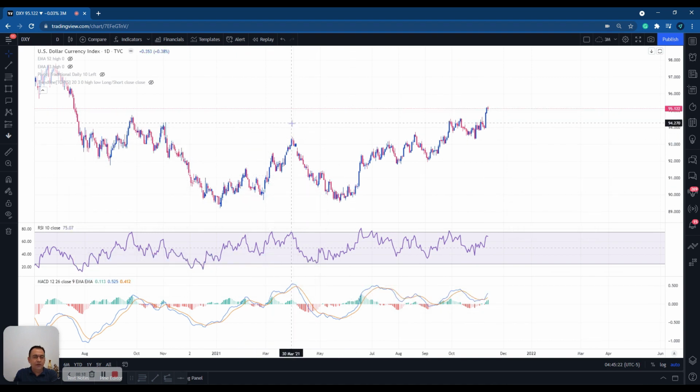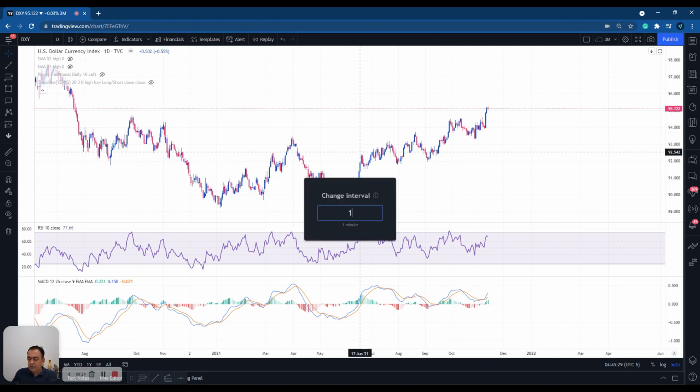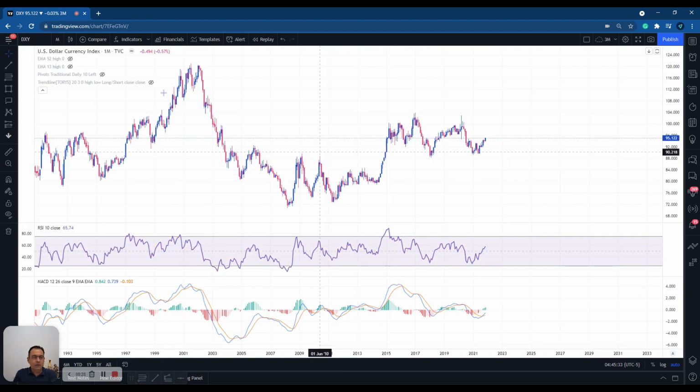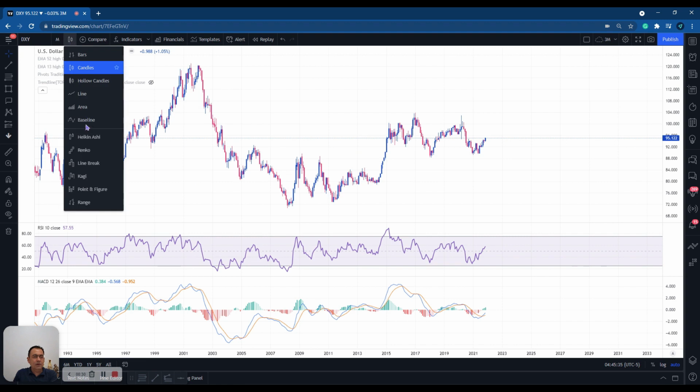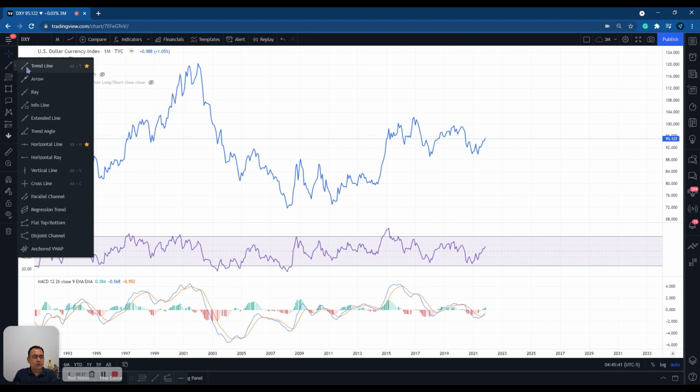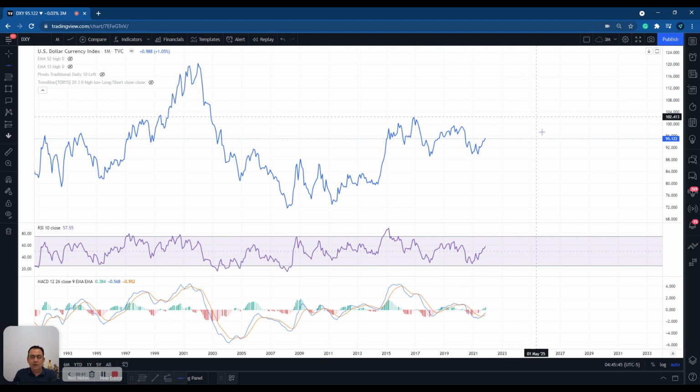And the first instrument to be recorded is DXY. We are already on the DXY chart. Moving to the monthly time frame and making it a line chart. On the line chart, let's mark the important support and resistance levels.